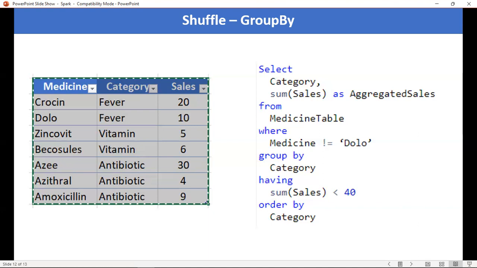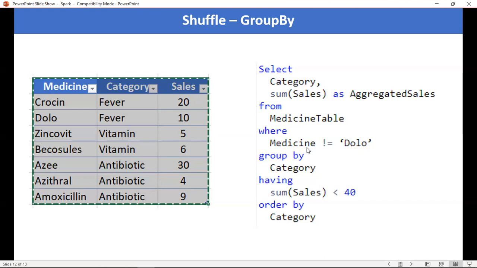Now we are trying to launch this query, which is given on the right-hand side, on this data set. This query tells us the category level sales. So for example, the output would be fever, and for fever, what is the total sales? If we look at this data, for fever the total sales was 20 plus 10, 30. For vitamin, the total sales was 6 plus 5, 11. For antibiotic, the total sales was 30 plus 4 plus 9, which is 43.